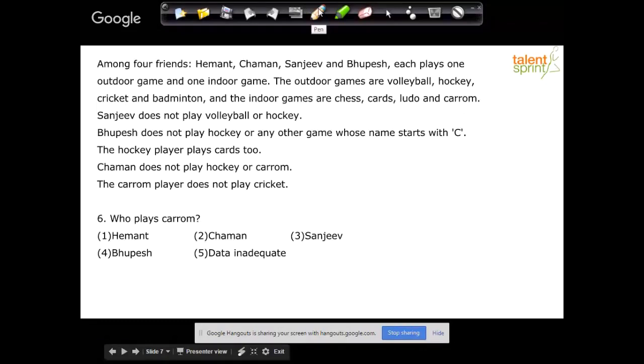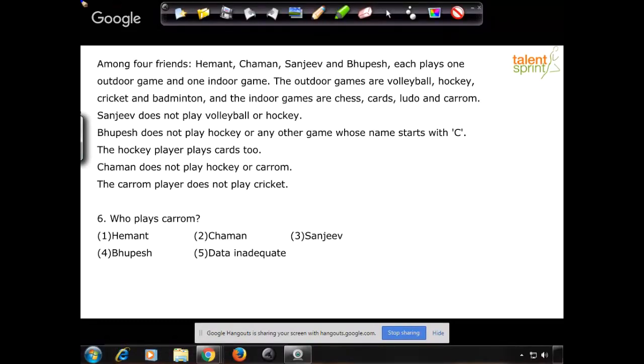Okay, let us move on to this question for the day, boys and girls. They tell us that there are 4 friends, Hemant, Chaman, Sanjeev, Bhupesh. Each plays one outdoor game and one indoor game. The outdoor games are volleyball, hockey, cricket, and badminton. And the indoor games are chess, cards, ludo, and carom.